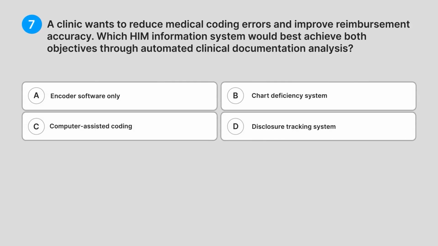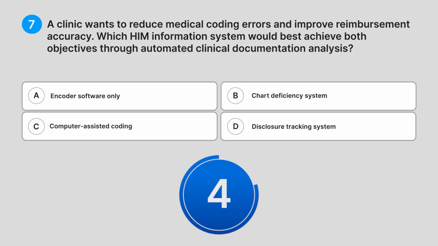7. A clinic wants to reduce medical coding errors and improve reimbursement accuracy. Which HIM information system would best achieve both objectives through automated clinical documentation analysis? A. Encoder software only. B. Chart deficiency system. C. Computer-assisted coding. D. Disclosure tracking system.